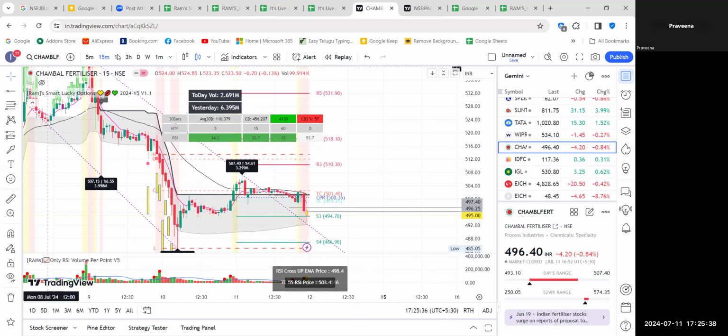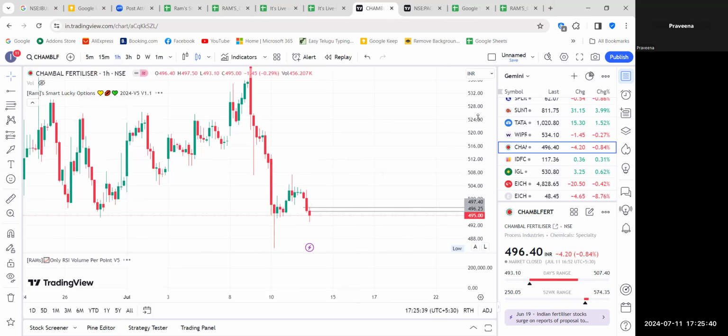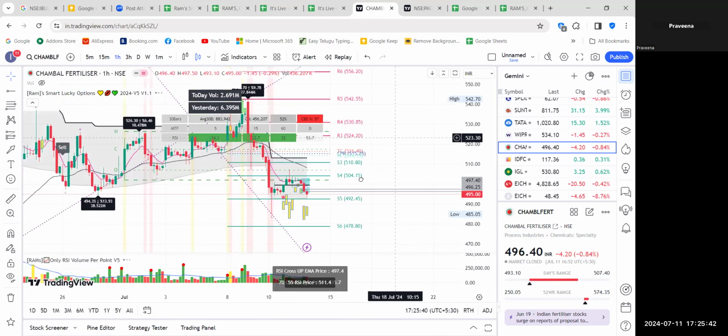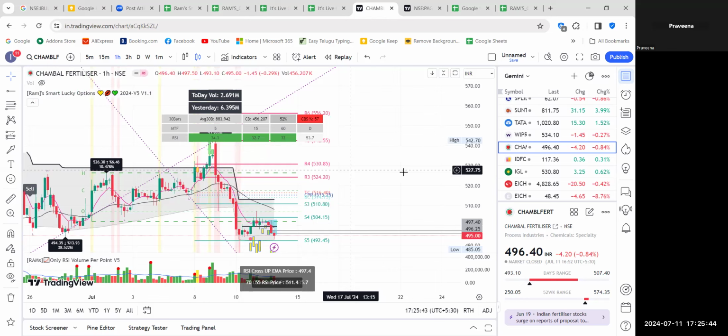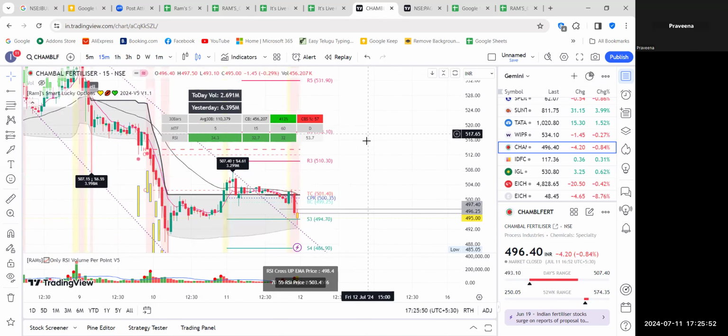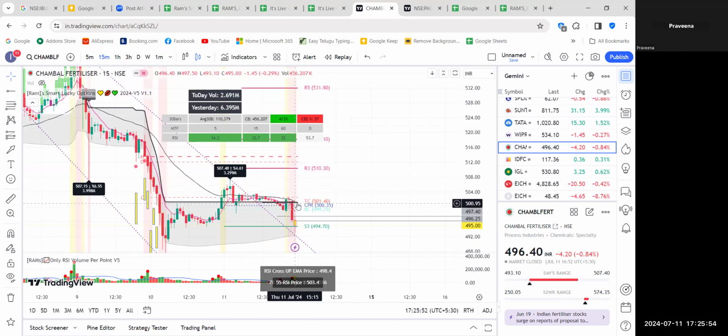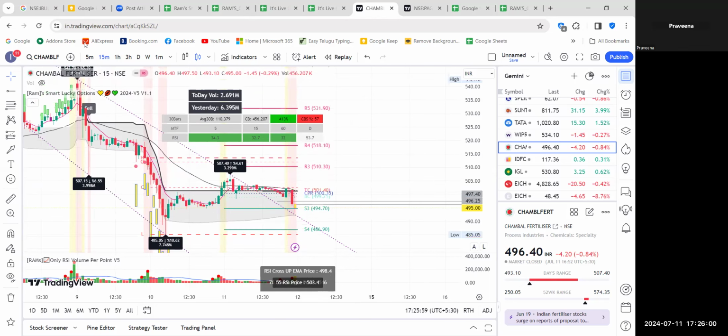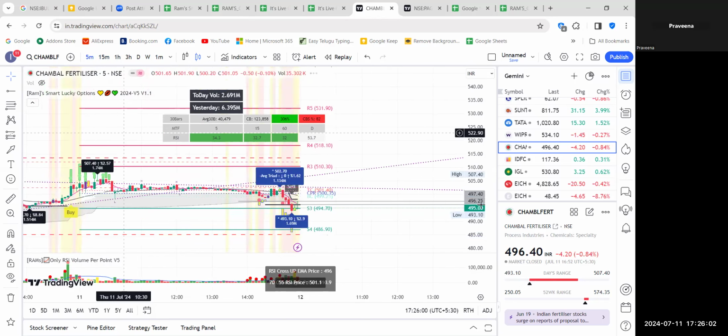Right? Let's see in 1 hour, maybe it has just started, only 52%. So in 15 minutes, for sure, we can take this trade, because in 15 minutes for sure it will go and touch this 501 or 510 R3 resistance. Okay, clear?